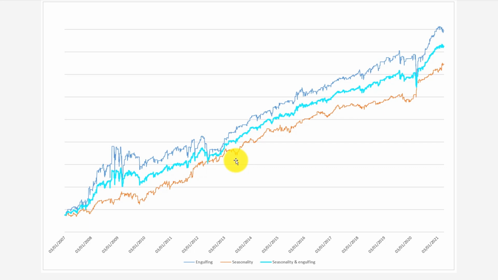And again, since both of these edges are very low exposure, meaning they're not invested in the market most of the time, one could potentially add more trading setups into a portfolio and have them sharing their capital to improve the performance.